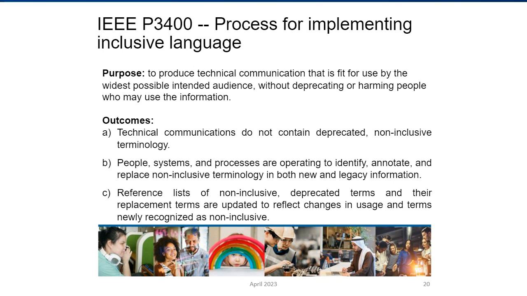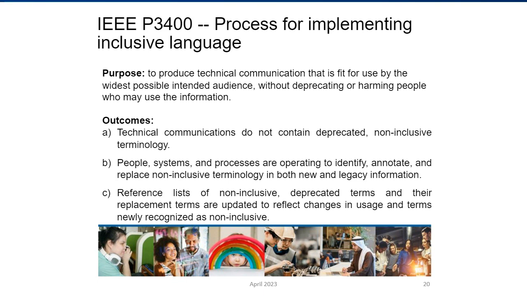Okay, we've talked about the principles. We're going to go now to the process for implementing inclusive language. This is in the standard to help you. I'm going to start talking a little faster so that I allow time for questions at the end, but I think we're going to finish up with about 10 minutes for questions at the end.